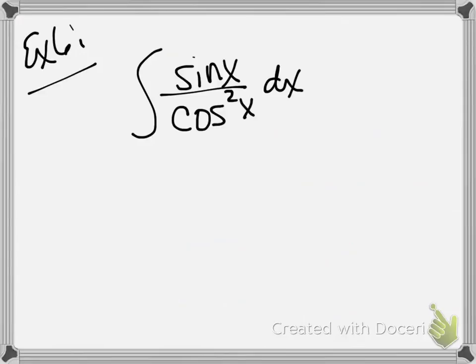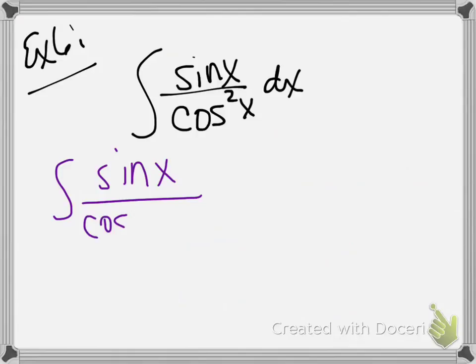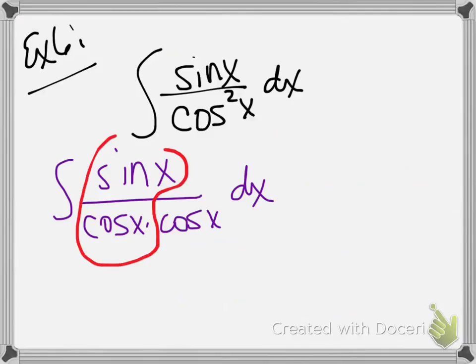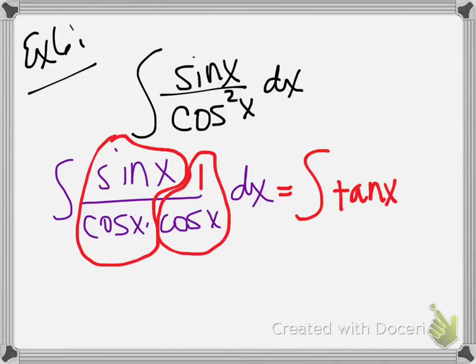Alright, and then I had example 6, which has two things: trigonometry in it, and also you have to really rewrite this. So first of all, to rewrite it, I'm going to write sine x over cosine squared x as sine x over cosine x times 1 over cosine x dx. When I do that, you might be able to see right off the bat that I can do some grouping. Sine x over cosine x is tangent x. And that leaves me with a 1 over cosine x, which is secant x dx.